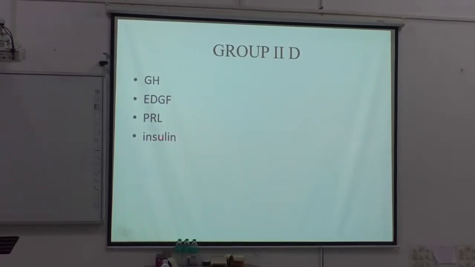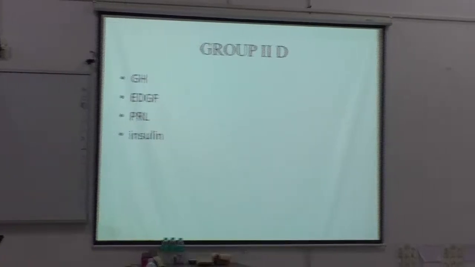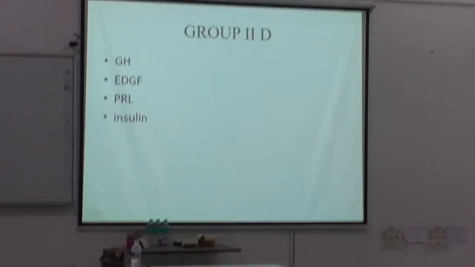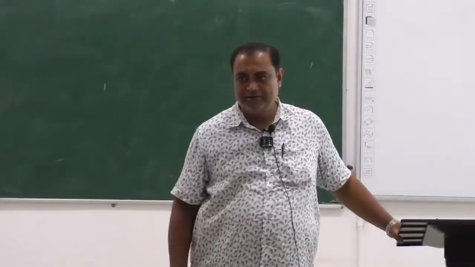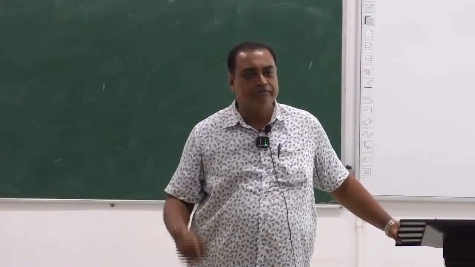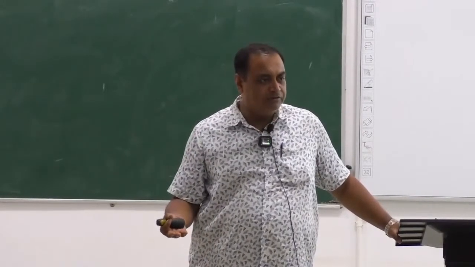Which one? Insulin, growth hormone. This is EGF, epidermal growth factor. PRL, prolactin. Clear? Now, in which group does insulin fall? 2D. In which group does glucagon fall? That is an MCQ. This is the MCQ.